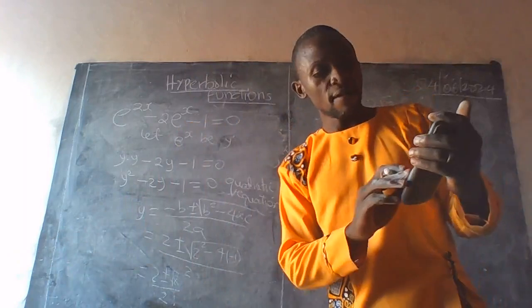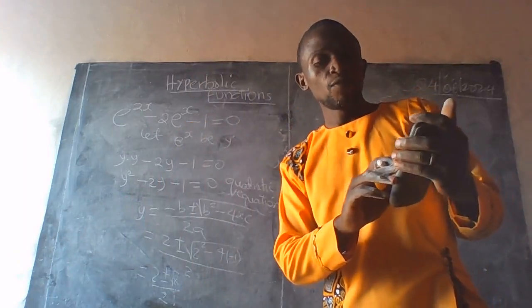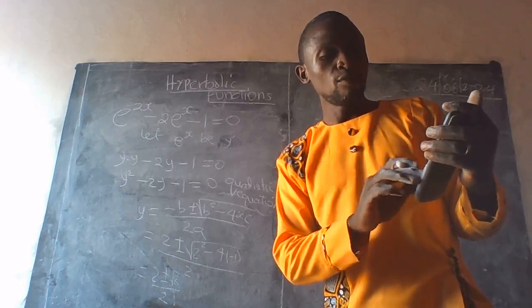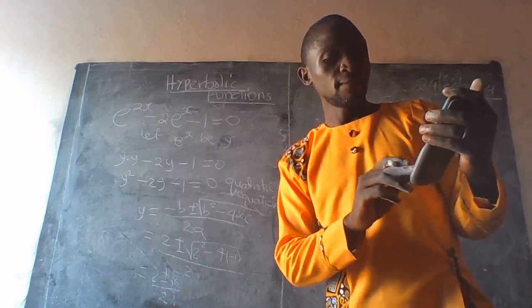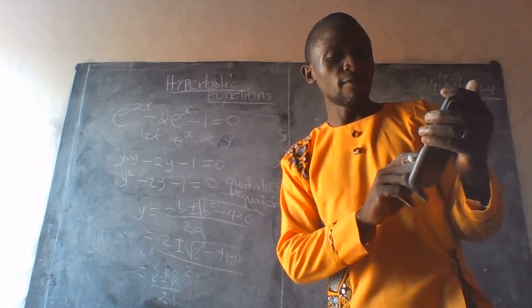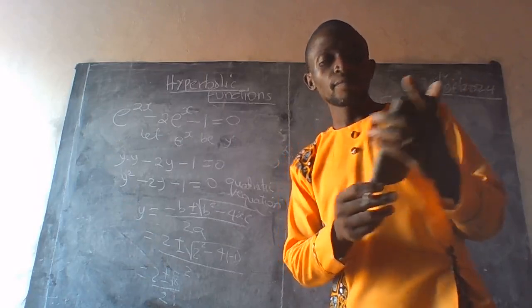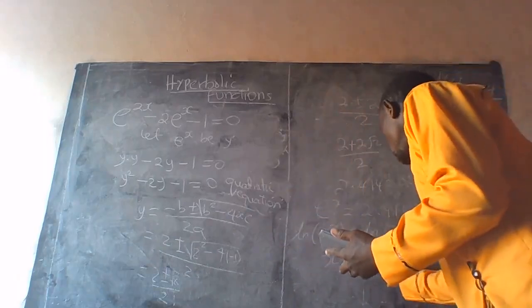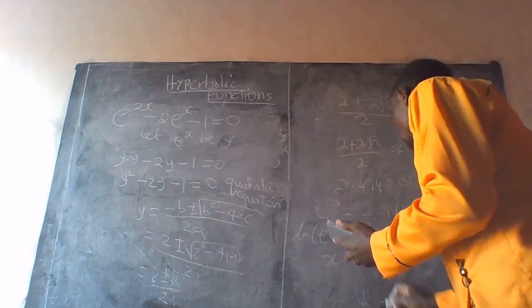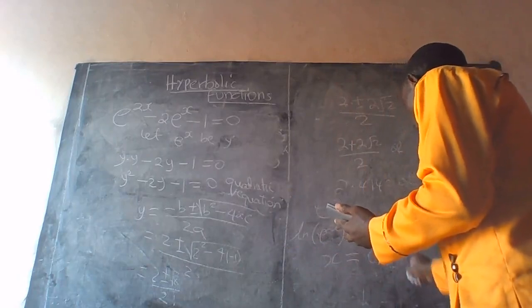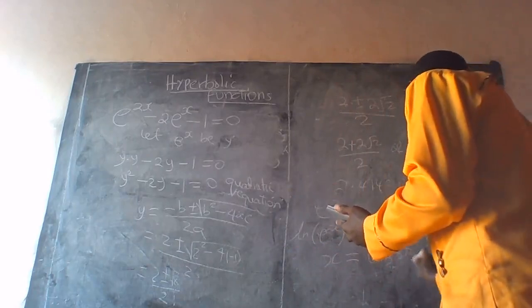So here you're going to have X is equal to, so you look for the natural logarithm on your calculator. We have the natural logarithm, which is ln. So you press ln 2.4142. So the answer there is 0.88136.